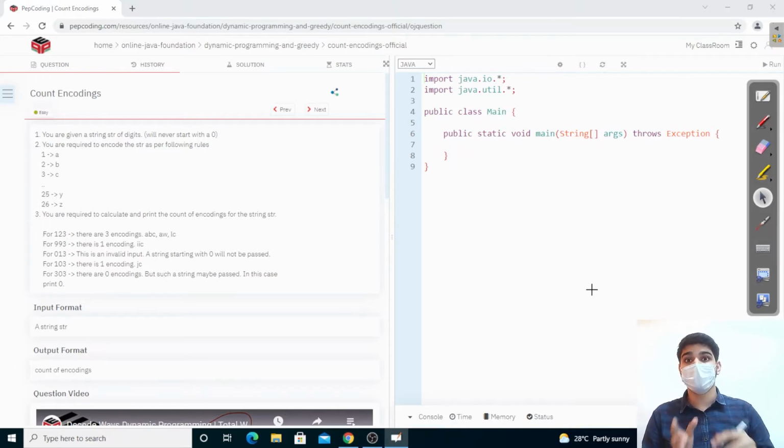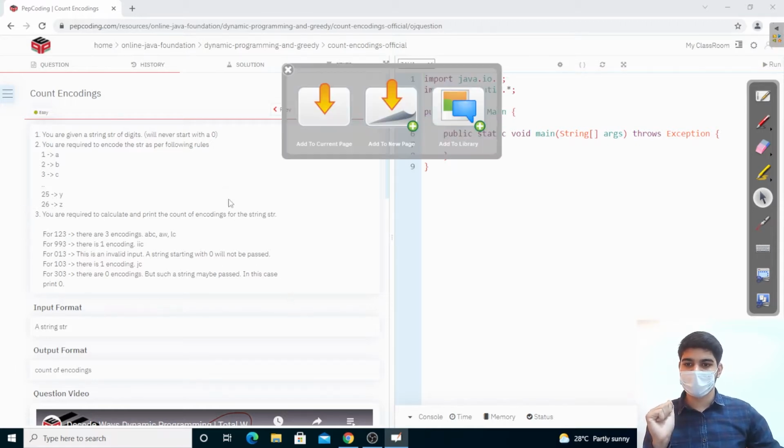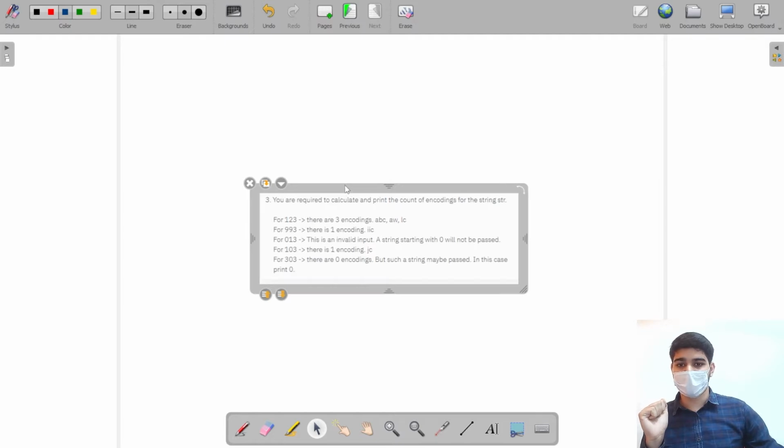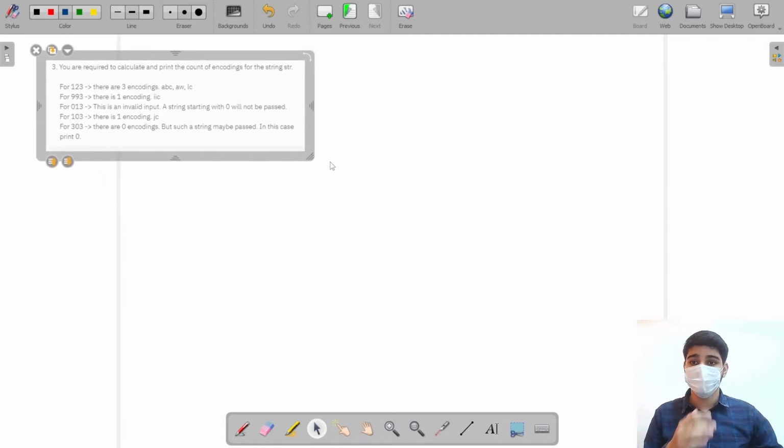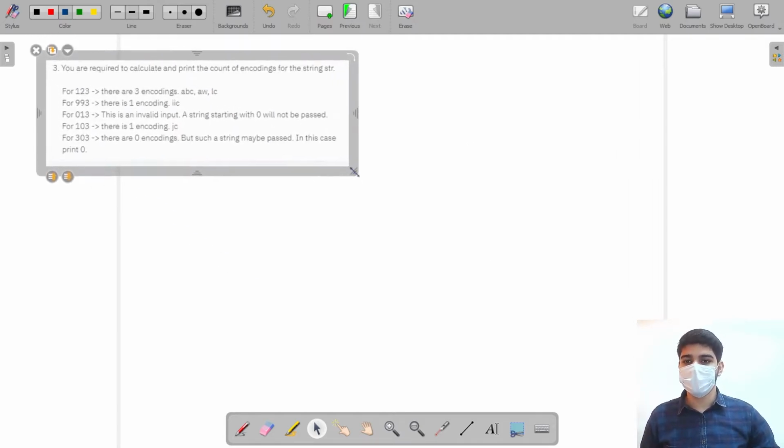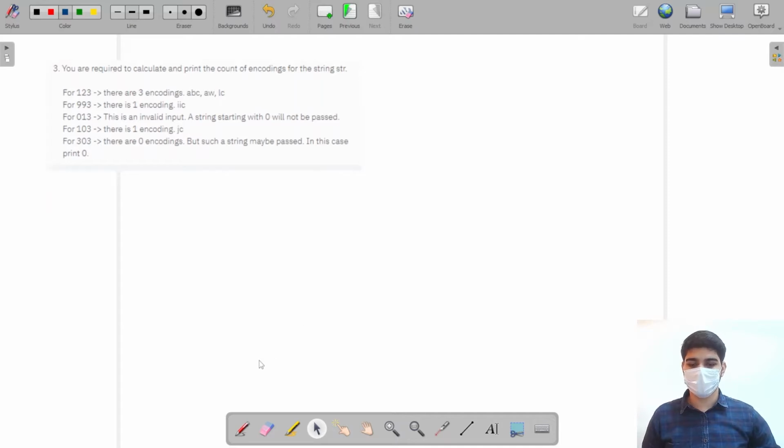So if you look at the objective of the question in line number 3, you can see that you are required to calculate and print the count of encodings. You have to print the count of encodings of string str. Now, what would be string str? String str would be a number, a number as a string. So it could be 1, 2, 3, 4, 1, 2, 3.